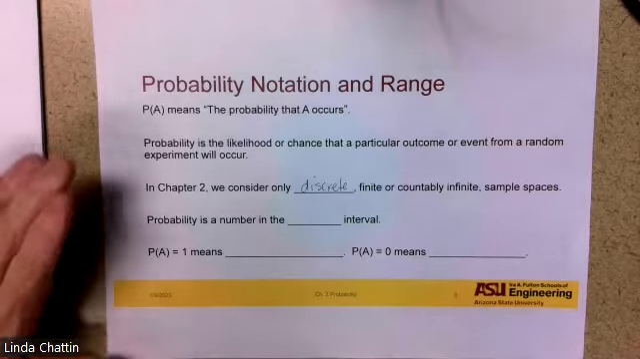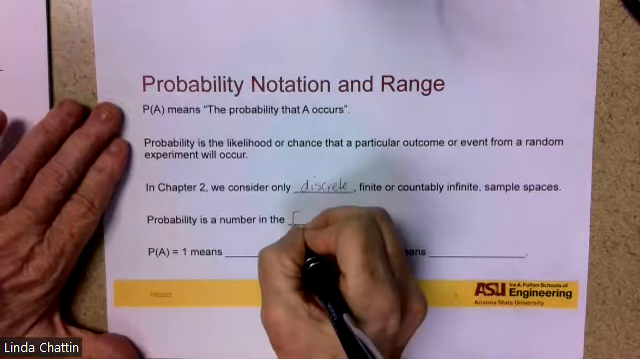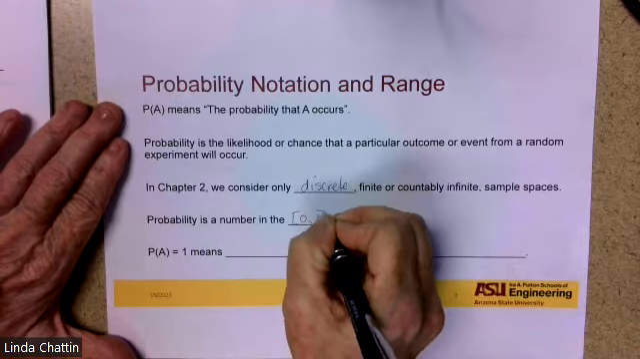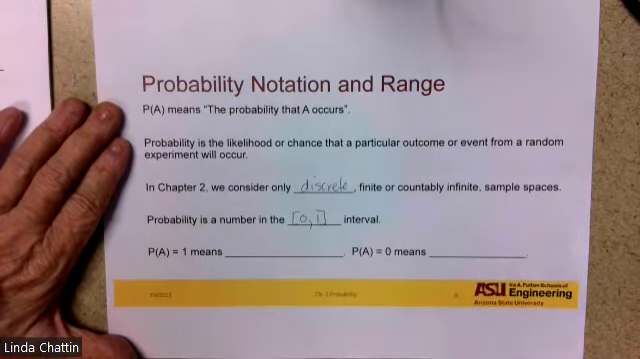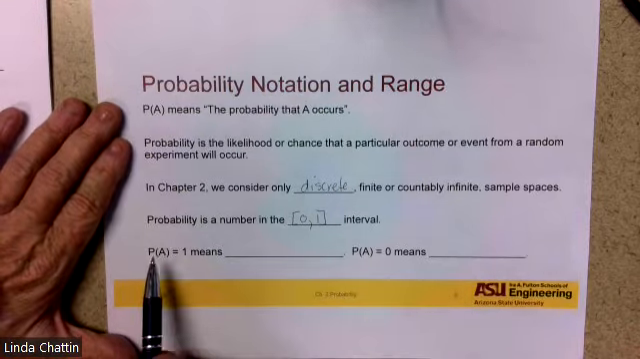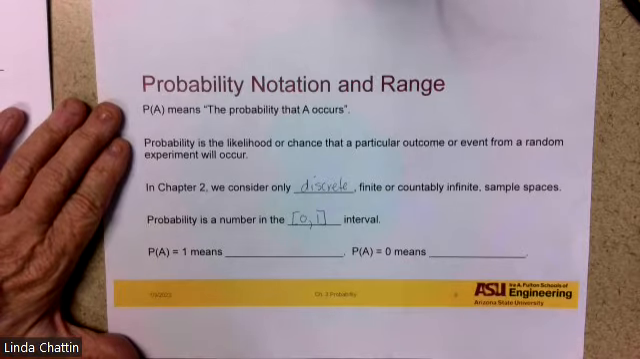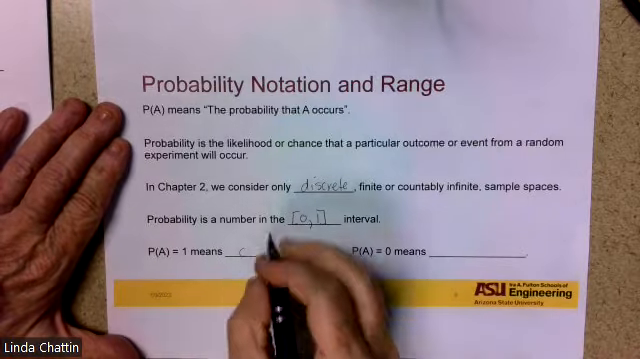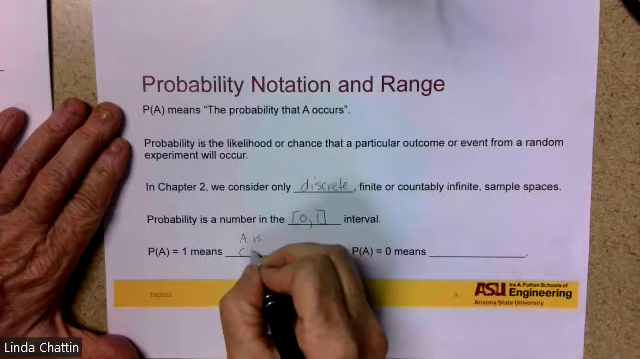So probability, we know, is a number in the 0 to 1 interval. So it could be 0 and it could be 1. It could be an infinite number of values in between. Whenever the probability of something equals 1, we would say that that means that event A is certain.